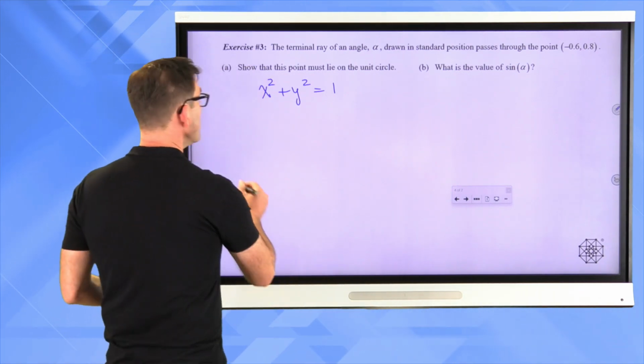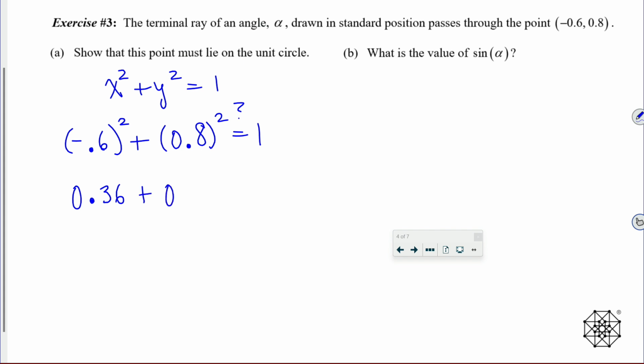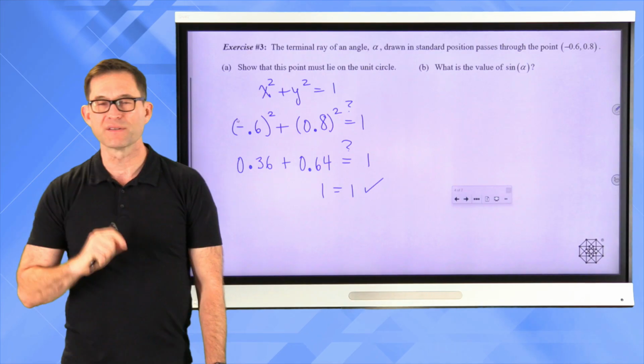All right, well, let's do it. So we'll have negative 0.6 squared plus 0.8 squared is equal to 1. Maybe I should put a question mark there. Negative 0.6 squared you could do on your calculator if you wanted to. That would be 0.36. 0.8 squared would be 0.64. And 0.36 plus 0.64 is 1. 1 is equal to 1. It must lie on the circle.